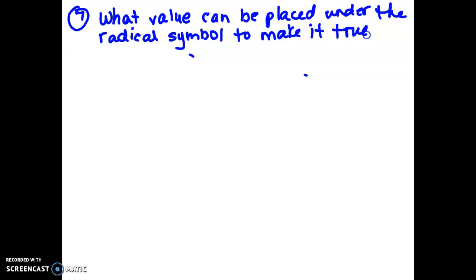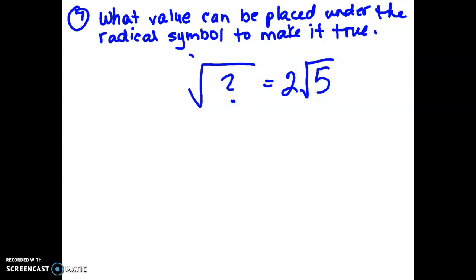Okay, so here we're going to go backwards. So I want to know, if I had a blank radical and the simplified version is 2 radical 5, what would go there? Essentially, we're taking this 2, which is on the outside, and putting it back in. Now if we wanted to put it back in, we have to think of the inverse.